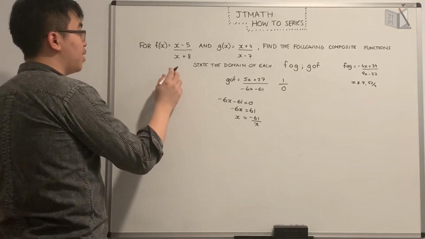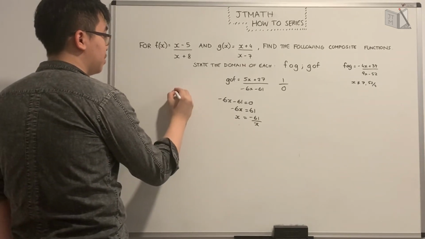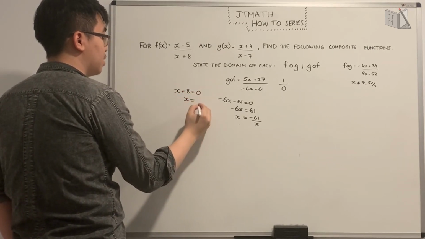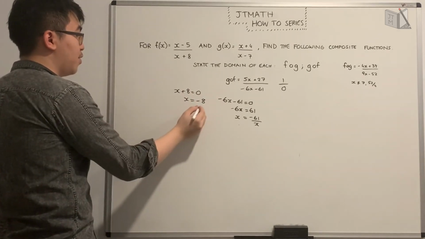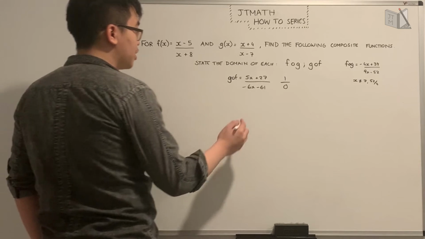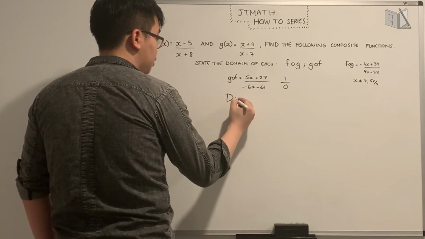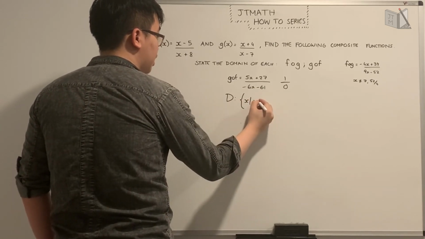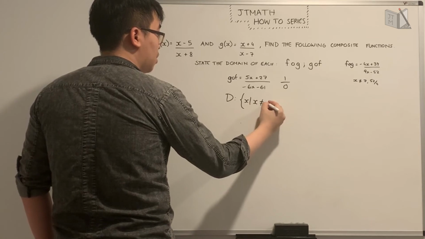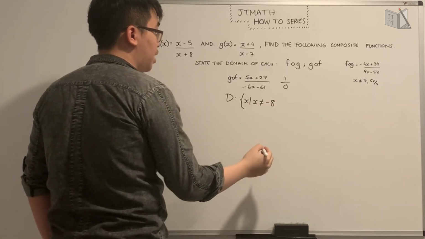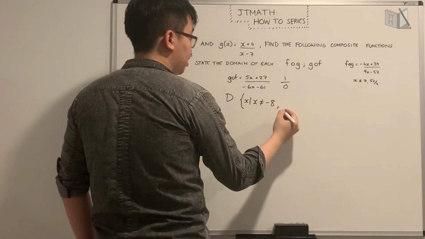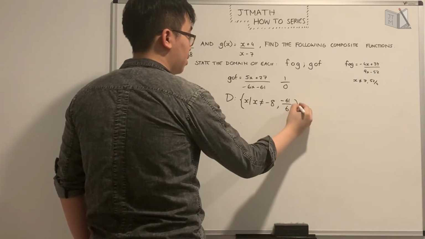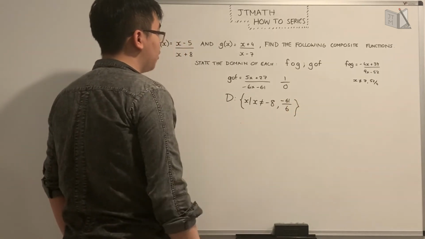But I also want to exclude the values of x where x plus 8 will equal 0. So we've got x plus 8 equals 0, so therefore x is minus 8. We want to exclude this value as well. So therefore, for this function g of f, the domain is going to start with x is all real numbers, and then we're going to exclude x is equal to minus 8 and minus 61 over 6. And this is going to be the domain of your g of f function.